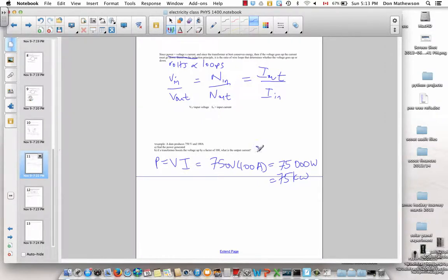Now, let's imagine that at that dam site, the voltage is boosted up by a factor of 100. So this is a step-up transformer. That means that the output voltage is going to be 100 times the input voltage. So that means it's going to be 75,000 volts, or 75 kilovolts. Now, based on the argument we just made, if the voltage goes up by 100, the current's going to go down by 100. So we're only going to have 1 amp of flow leaving the dam through the transmission lines.